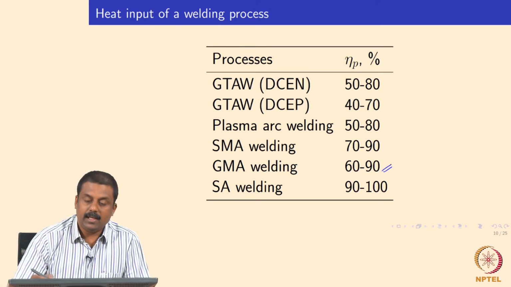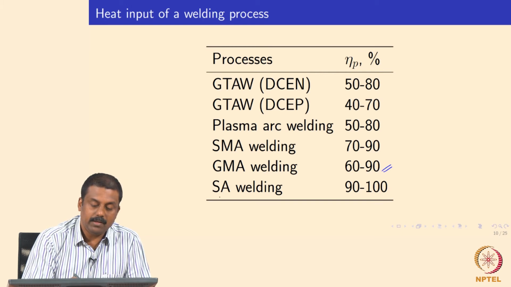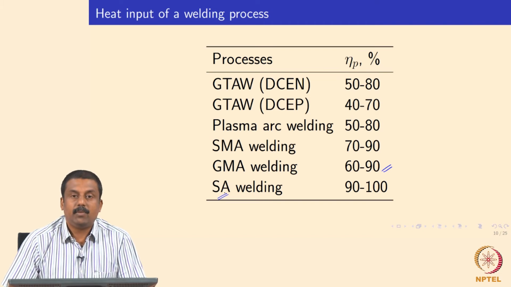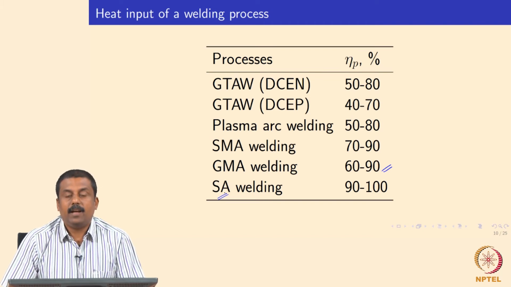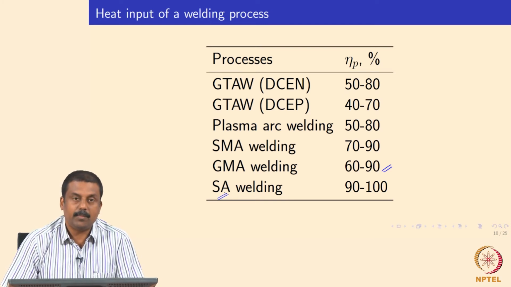And you also see I listed various processes. The other variant of GMAW is the submerged arc welding process, which has the highest efficiency. Why? Because the arc envelope is completely covered by the flux in a submerged arc welding process. So whatever heat is generated is entirely transferred towards the workpiece. So that determines the efficiency of the process.